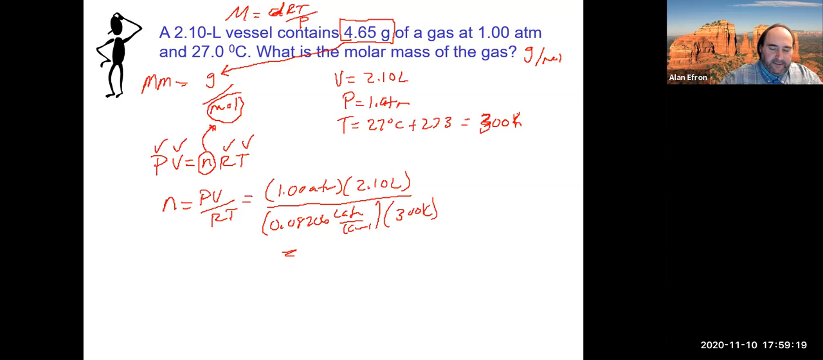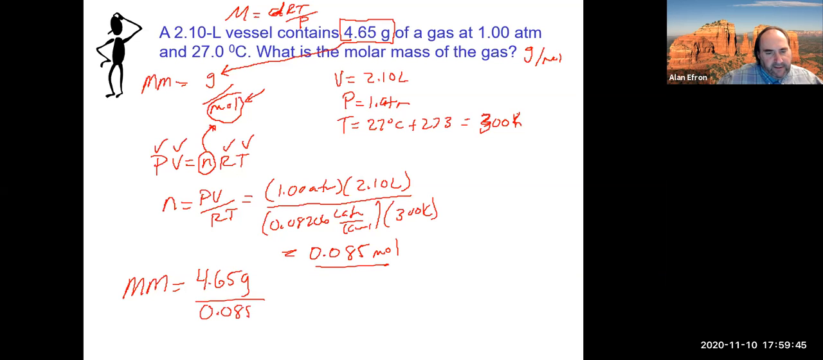And we do that, 1 times 2.1 divided by our gas constant and divided by 300, not 3,000, 300, gets us 0.085, it looks like. And again, this number is the bottom number that we need. So we pretty much now have everything we need. So the molar mass here would be the grams, which was given to us, divided by the moles that we just calculated. And if we do that, we will end up with 54.5. Again, here the units are not going to cancel out. So that is going to be grams per mole, which is essentially what we're looking for.